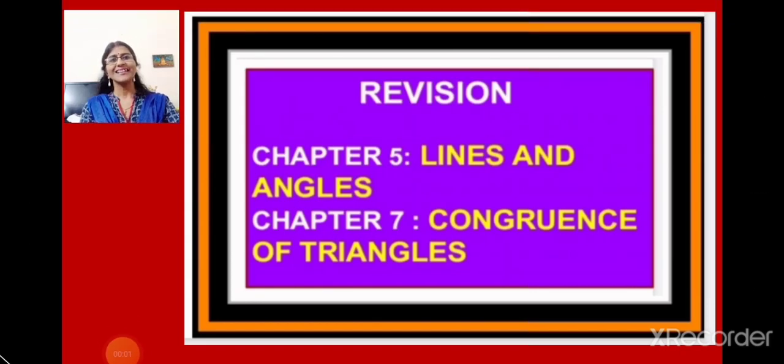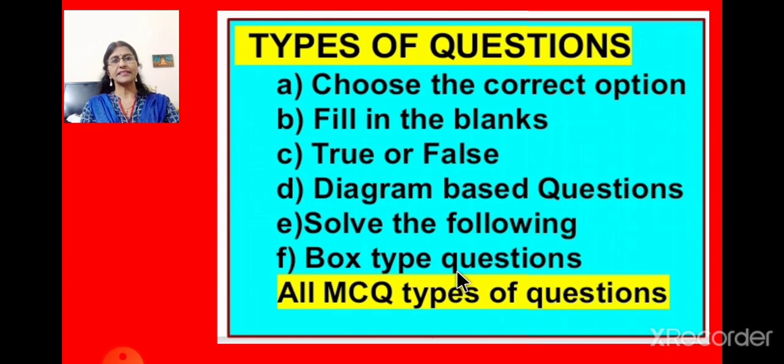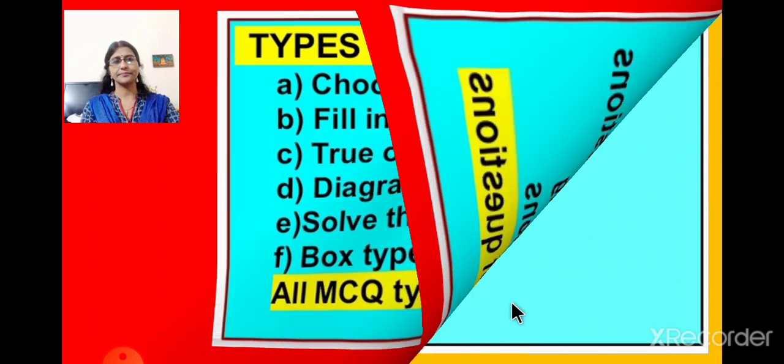Hello students, Sairam. So today we are going to revise chapter number 5, lines and angles, and chapter number 7, congruence of triangles. And in the last presentations I have told you these are the types of questions, and based on these types of questions all will be MCQ types. We are going to revise both the lessons.